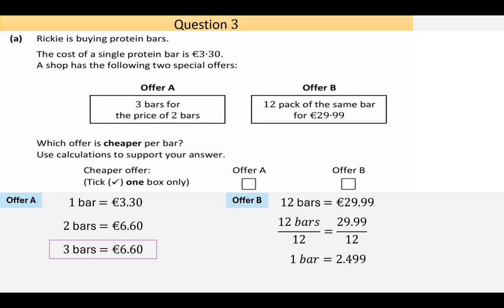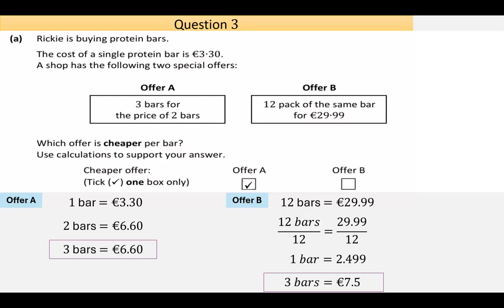Now, you could round it, but an early rounding could affect the answer. So try to avoid that. That means that 3 bars is equal to 750. So offer A is the better offer. Hope that makes sense. Okay, it's not too bad a question, as long as you don't get overwhelmed by the amount of words.